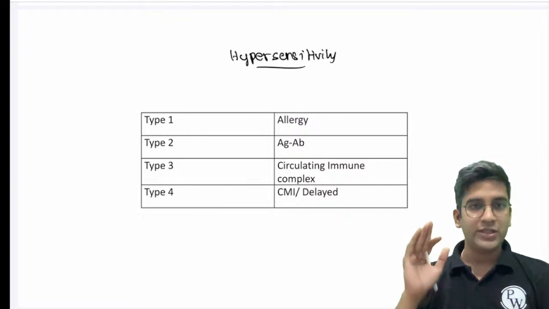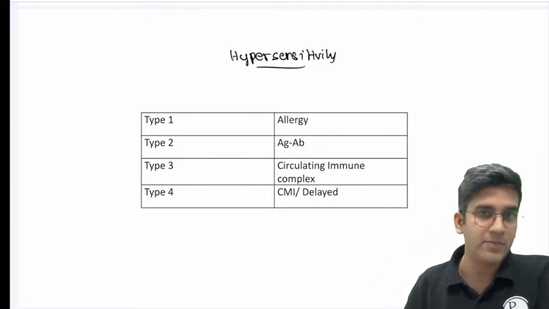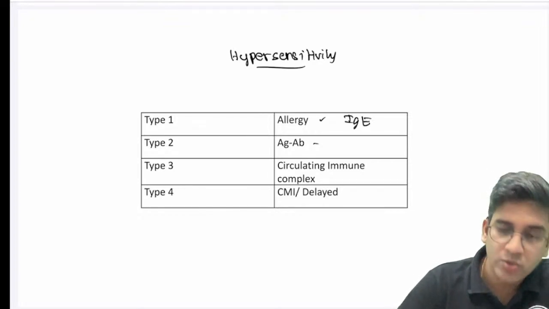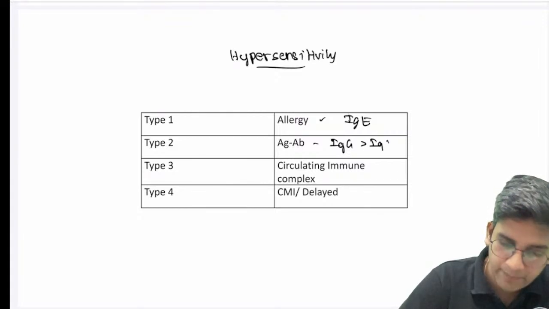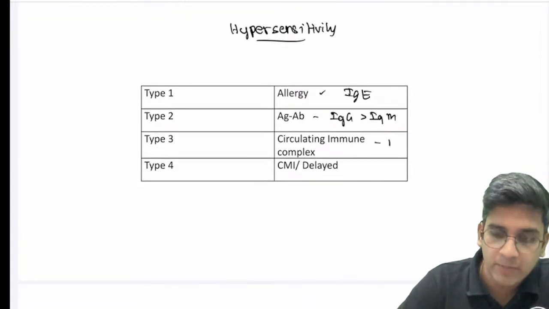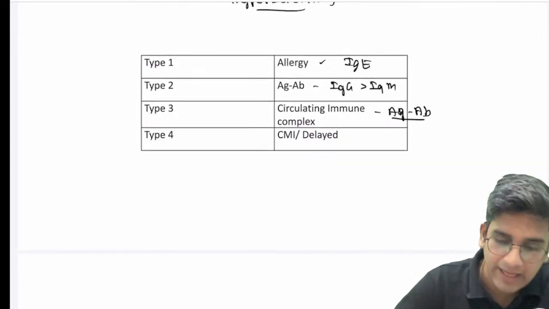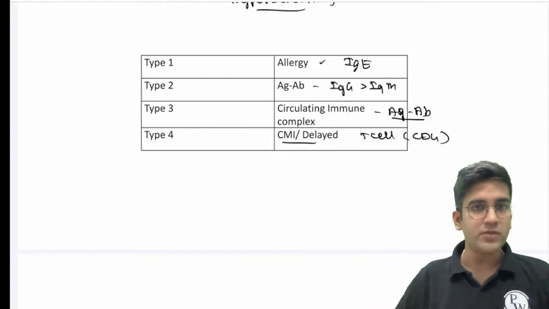Fine. So type 1, type 2, type 3, type 4, all of them are due to your adaptive immunity. Type 1 is allergy mediated, IgE mediated. Type 2 is antigen antibody, predominantly IgG, then IgM. Type 3 is circulating immune complex, which is antigen antibody complex. The prototype is SLE. And type 4 is T cell mediated, again predominantly CD4, CD8 to some extent. Fine. Okay, this is what there is.